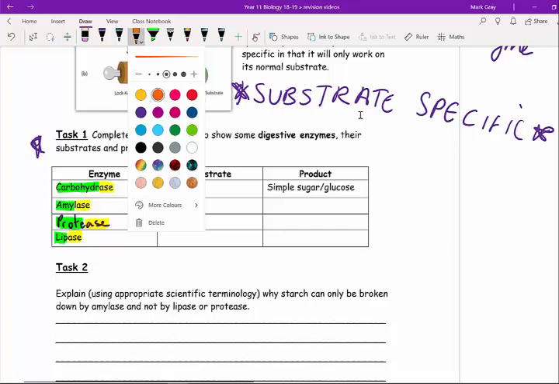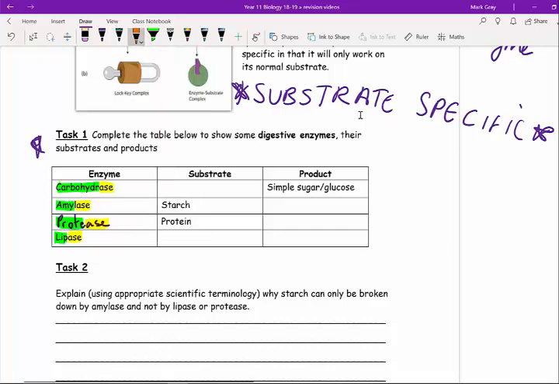Now, there's 1 or 2 which are really obvious. Carbohydrase breaks down carbohydrates. Amylase breaks down starch. The reason it's called amylase is because starch is actually made of something called amylose, but you don't need to know that. We just call it starch. But it explains why it's called amylase. Protease breaks down protein, and then lipase breaks down lipids or fats.